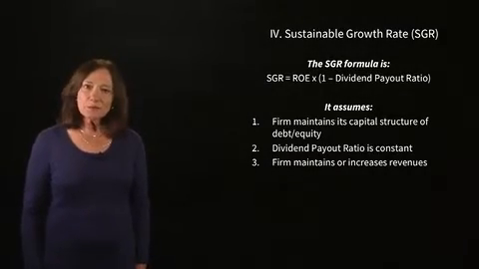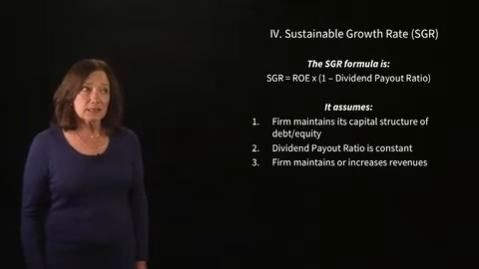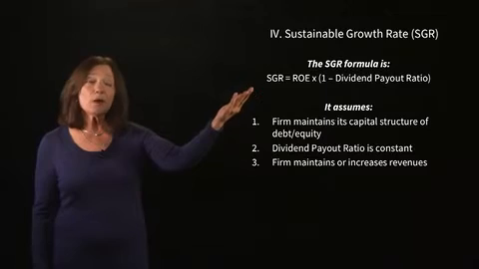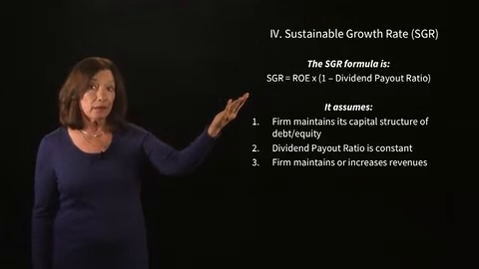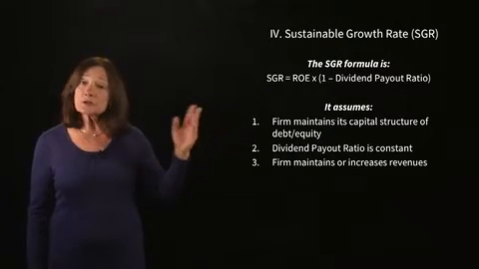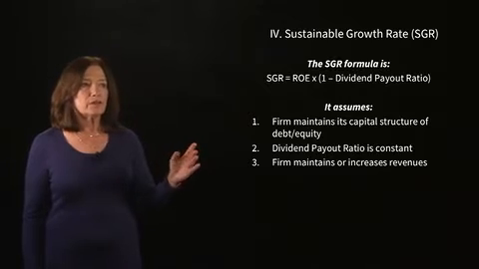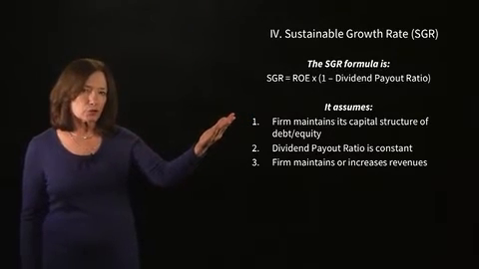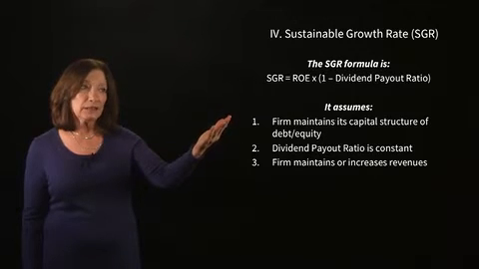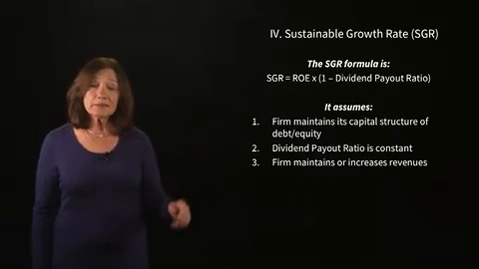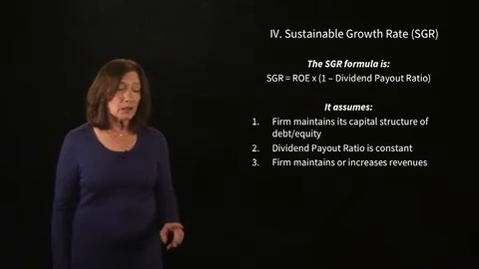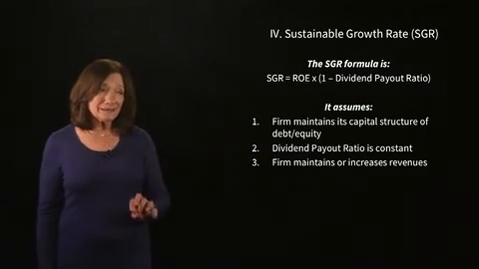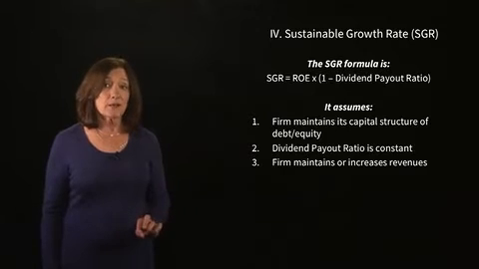Now, the sustainable growth rate formula is this. It's our return on equity multiplied by 1 minus the dividend payout ratio. There are 3 assumptions, though, that go along with this. The first is that the firm will maintain its capital structure of debt to equity. The second is the dividend payout ratio will be constant. The third is that the firm will maintain or increase its sales.